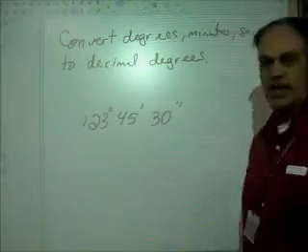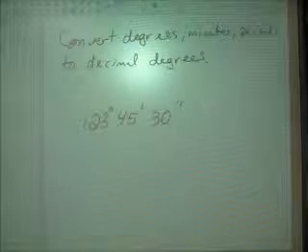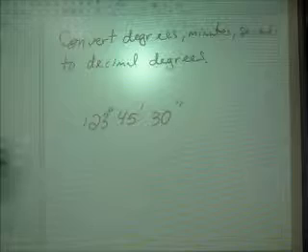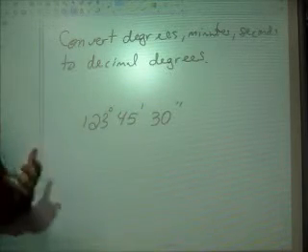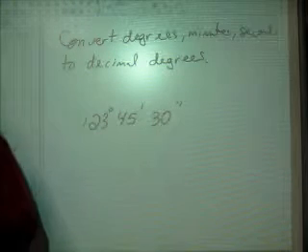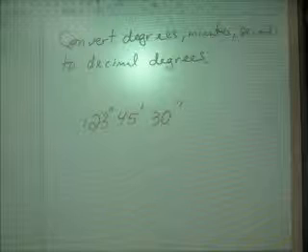And for seconds, we use 2 of those little marks, like with these minutes. So it's really the same thing. Feet and inches are the same type of notation. But you would say 123 degrees, 45 minutes, and 30 seconds would be a way to describe that particular angle.